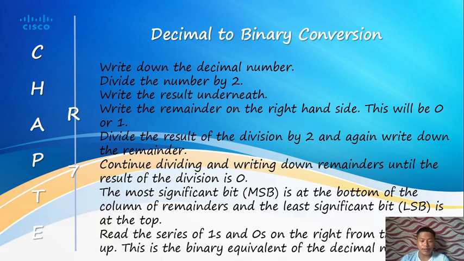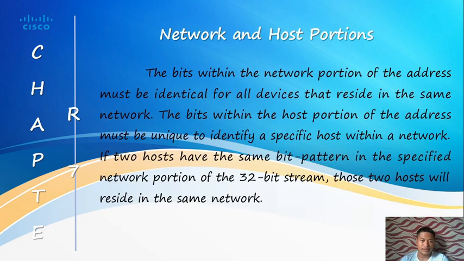The most significant bit, or MSB, is at the bottom of the column of remainders, and the least significant bit, or LSB, is at the top. Read the series of ones and zeros on the right from the bottom up. This is the binary equivalent of the divided decimal number.